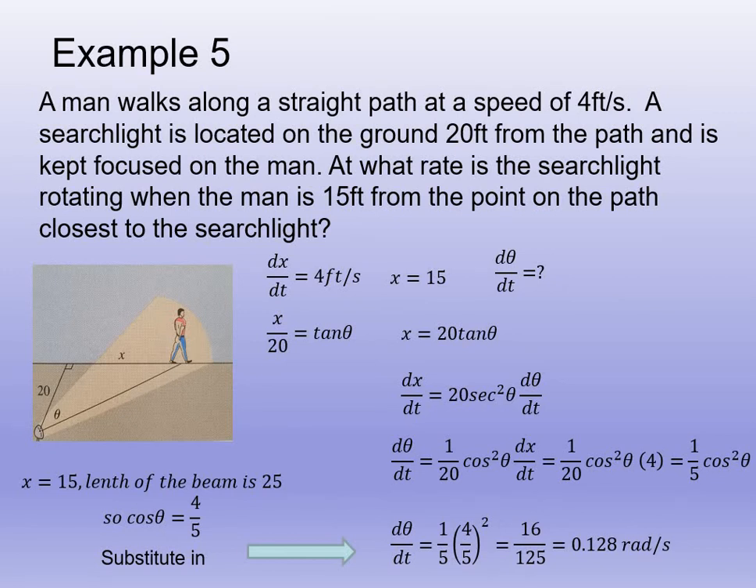So we can say that d theta dt is 1/5 times (4/5) squared. So we get 16 over 125, which is 0.128 radians per second. There are a couple different ways we can work through that calculation.